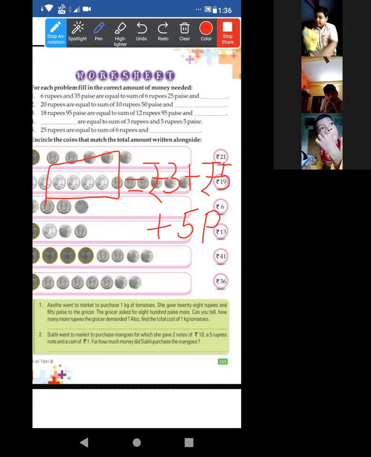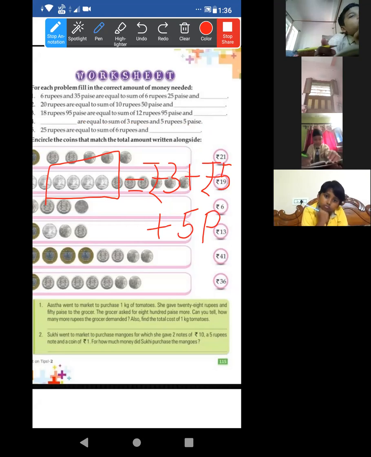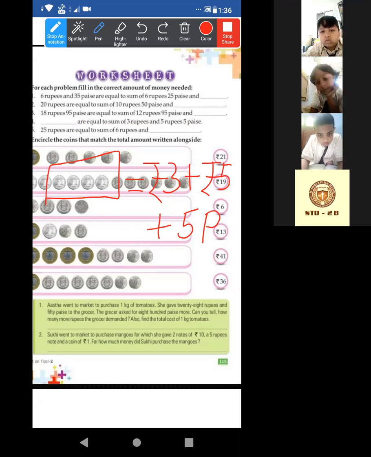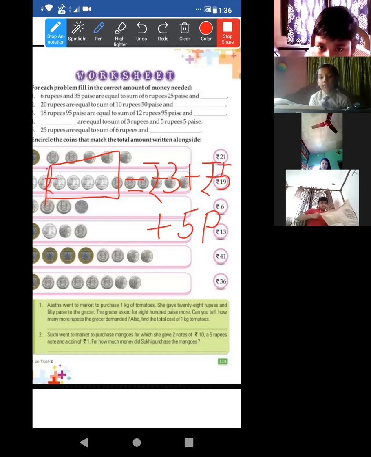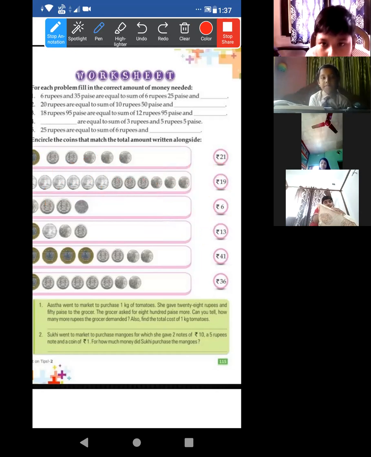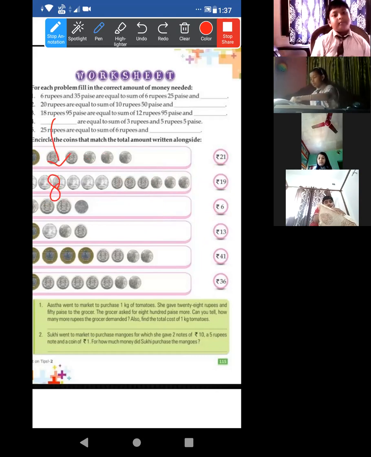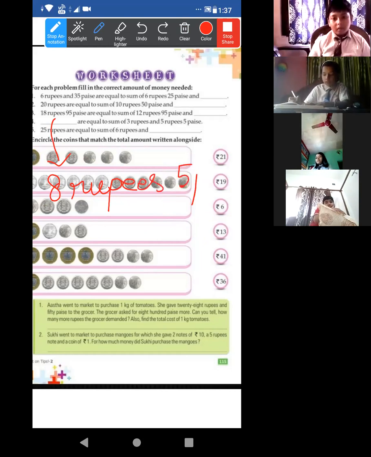Just we will have to add them, okay? Plus, yes, Orkopriya, what will be the answer? Say 8 rupees 5 paise. Yes or no? Very good. Now write the answer of the fourth one. So 8 rupees 5 paise.